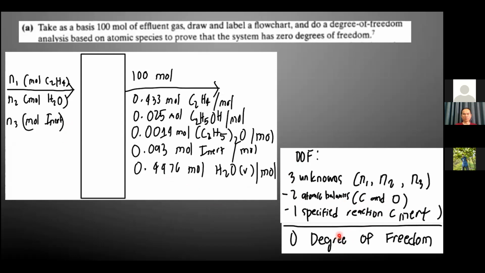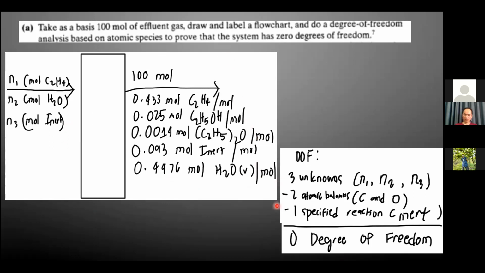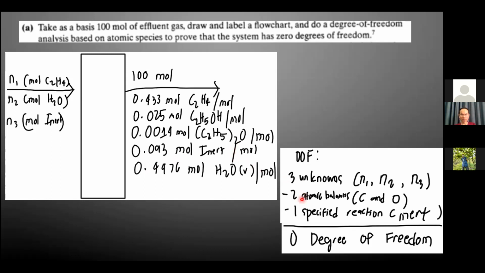And as we know, the inert gas is not involved in the reaction, but we must also include in the degree of freedom analysis the yielding of inert gas. So we have three unknowns, and we subtract two atomic balances and one inert balance. So we have 0 degrees of freedom, and therefore the system is solvable.